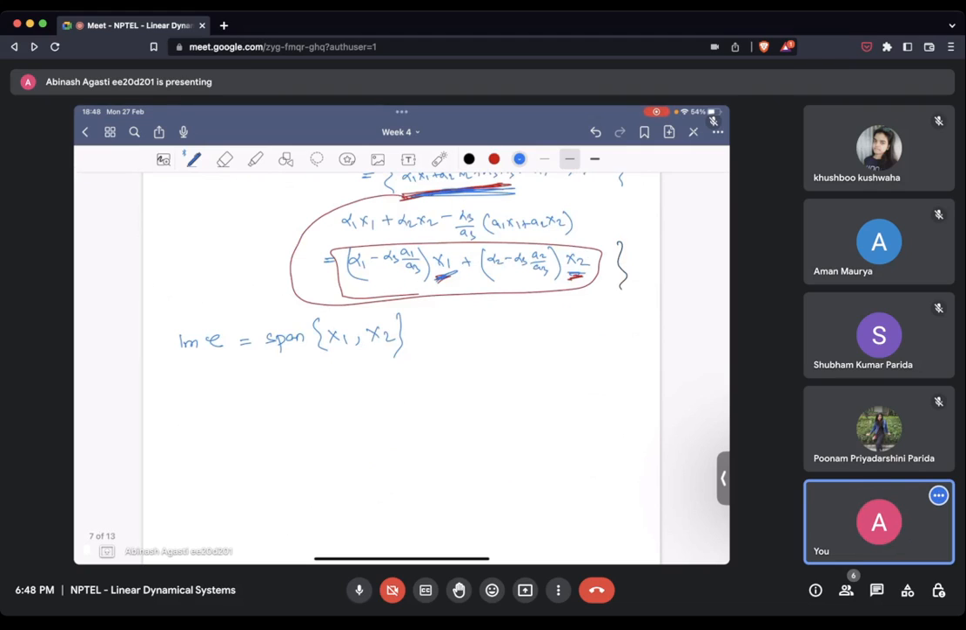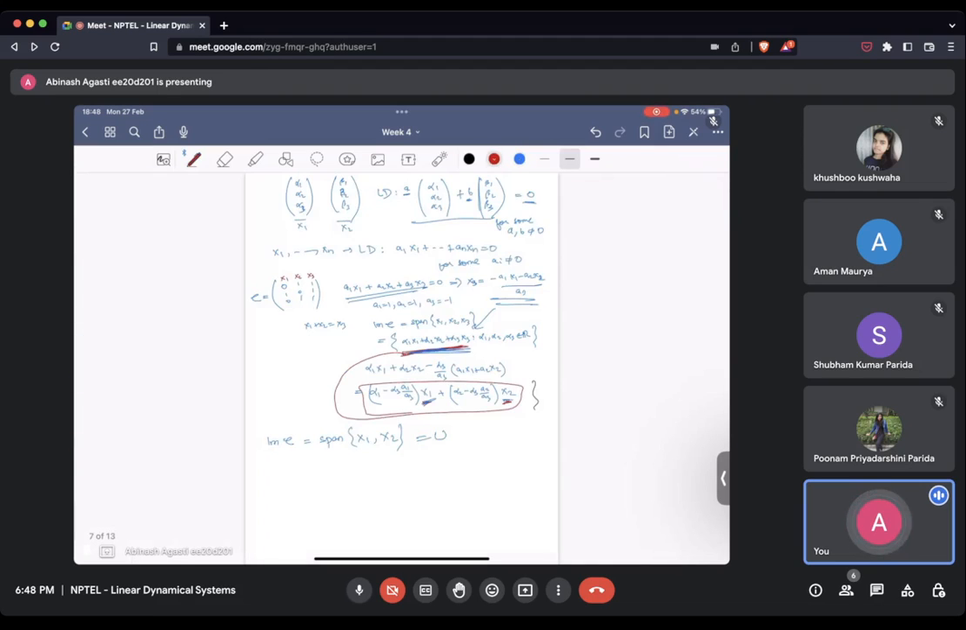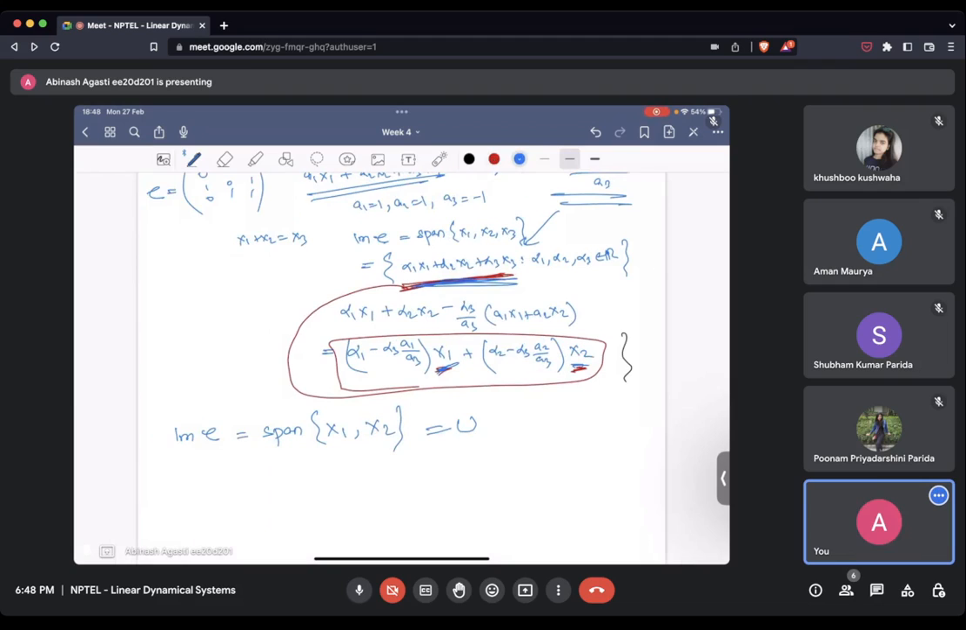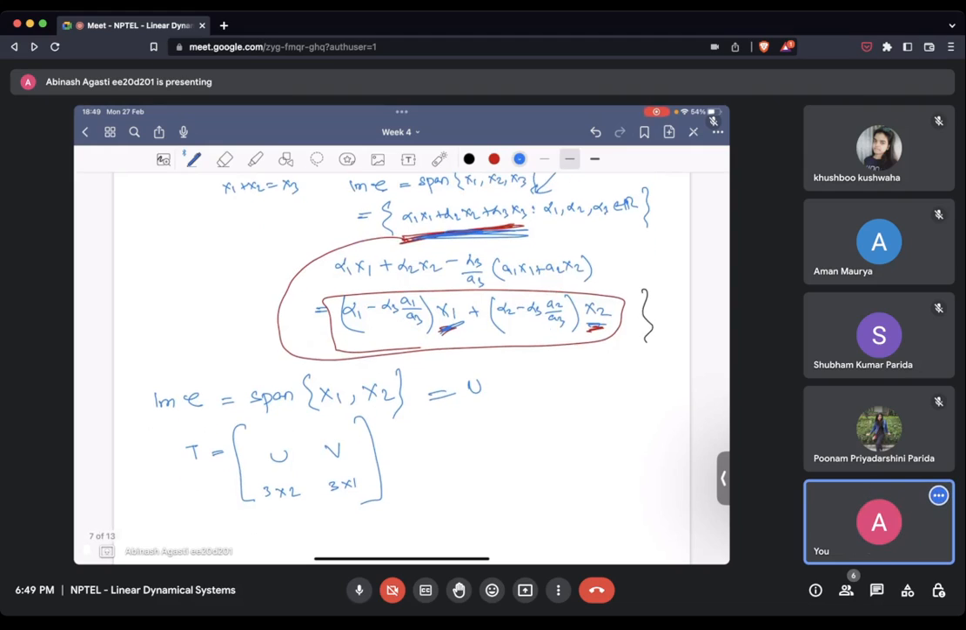So this will form my U matrix in this, right? The U matrix. Is this part clear? This is very important. Is it clear? Yes. So we have U. Then our transformation matrix T will be U, which is 3 cross 2. Then we want another 3 cross 1 vector here so that we get a non-singular matrix T. So we want a V here, such that T is invertible.